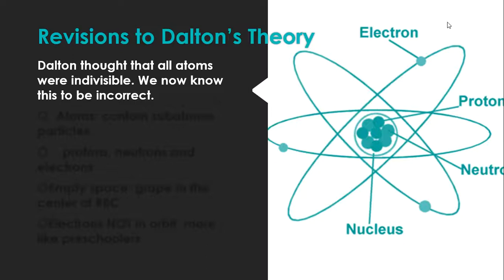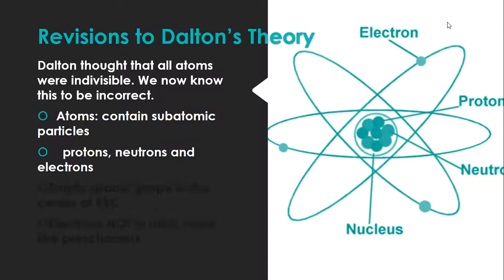All right, so he thought atoms were indivisible, that you couldn't divide an atom any further. That is not true. We discovered protons, neutrons and electrons, and we call these subatomic particles. So we can actually get a proton, a neutron and an electron to show up when we need one every now and again. So therefore, we can divide an atom further.